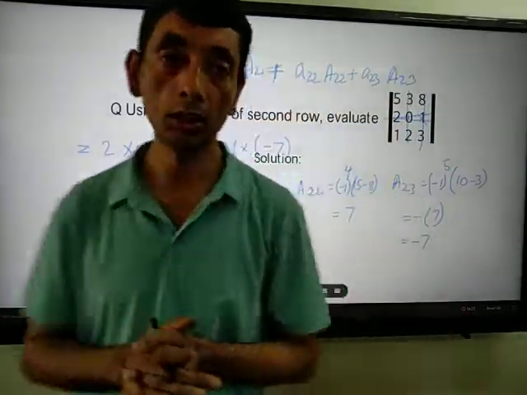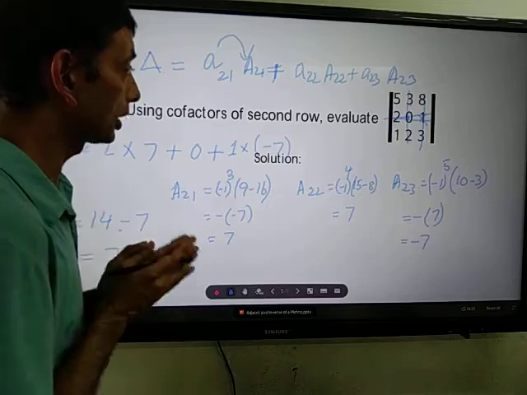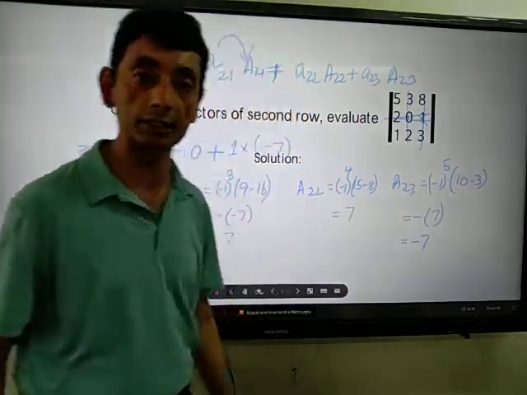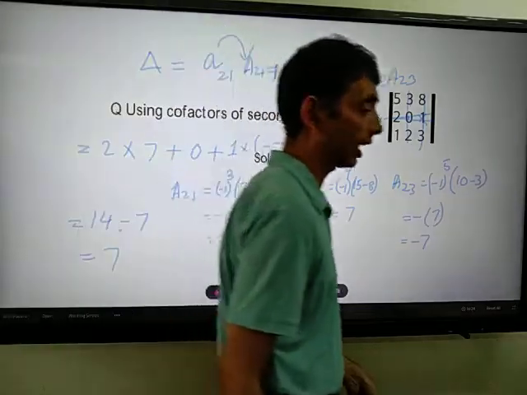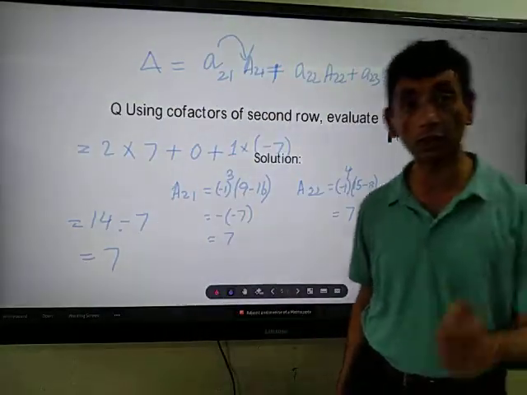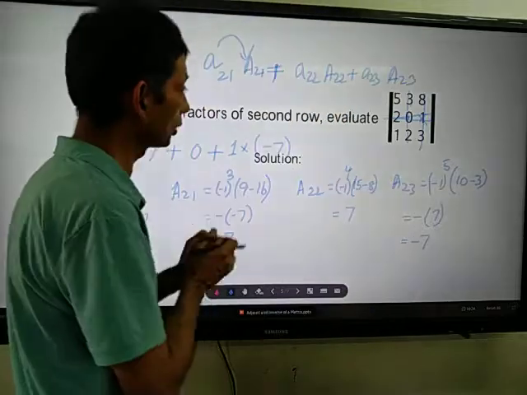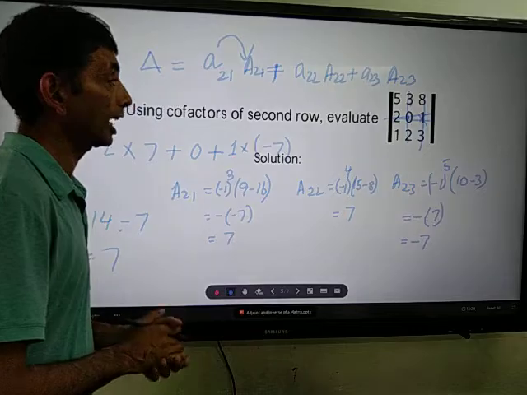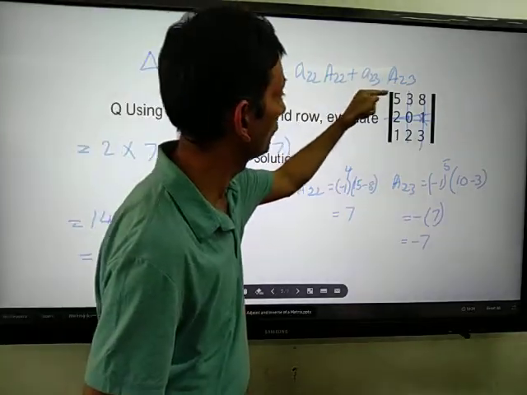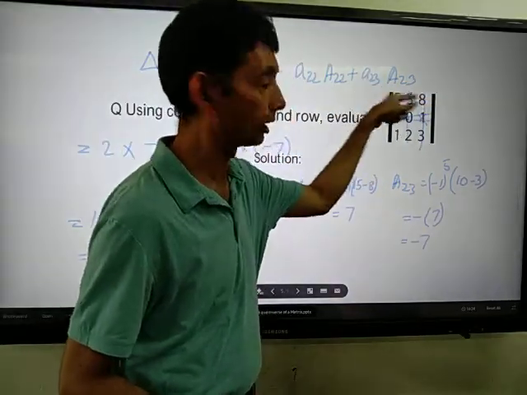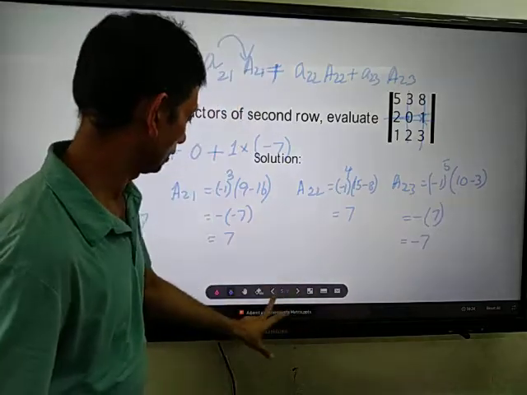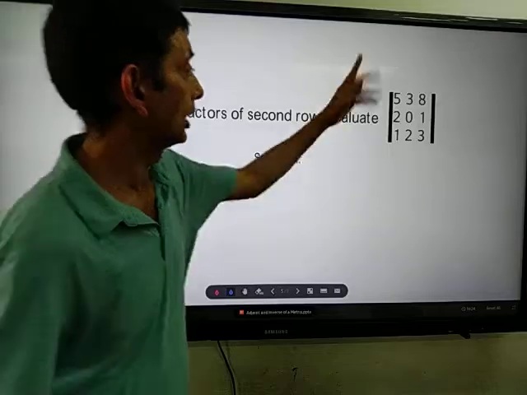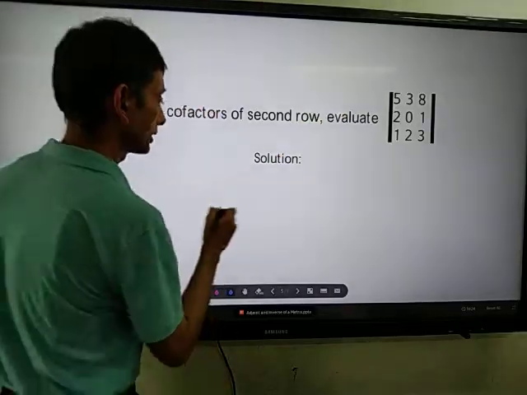So now one simple question here: can you evaluate this determinant with the help of the other rows or other columns or not? Yes, obviously we can calculate the value of this determinant with respect to the other row or the other column. But what happens if we take the first row? Say we are taking, for example, I'll show you this. First I'll take the first row. Let me write the first row element.